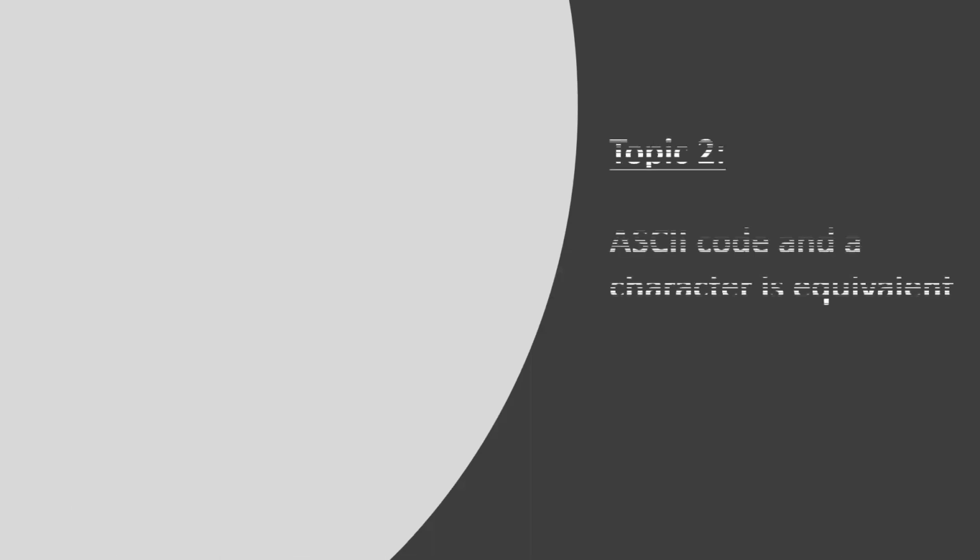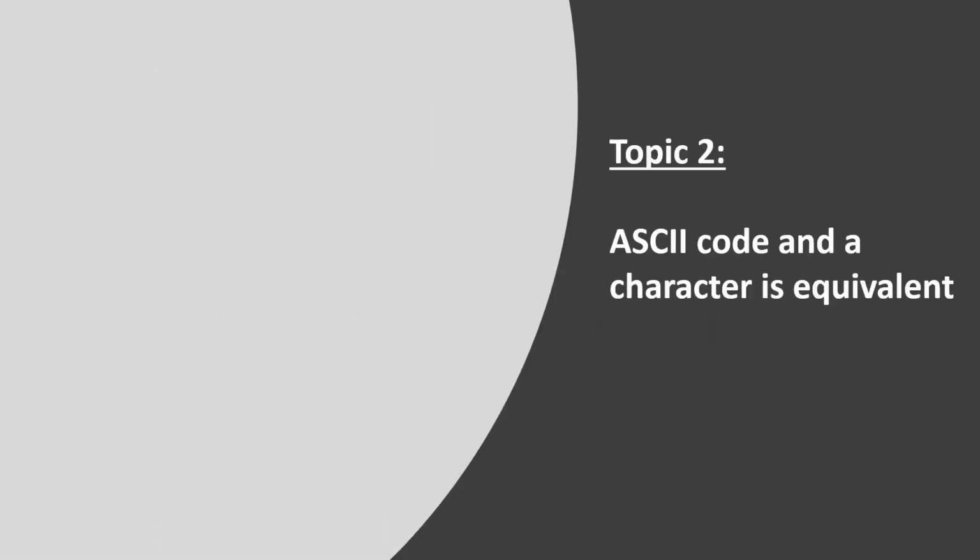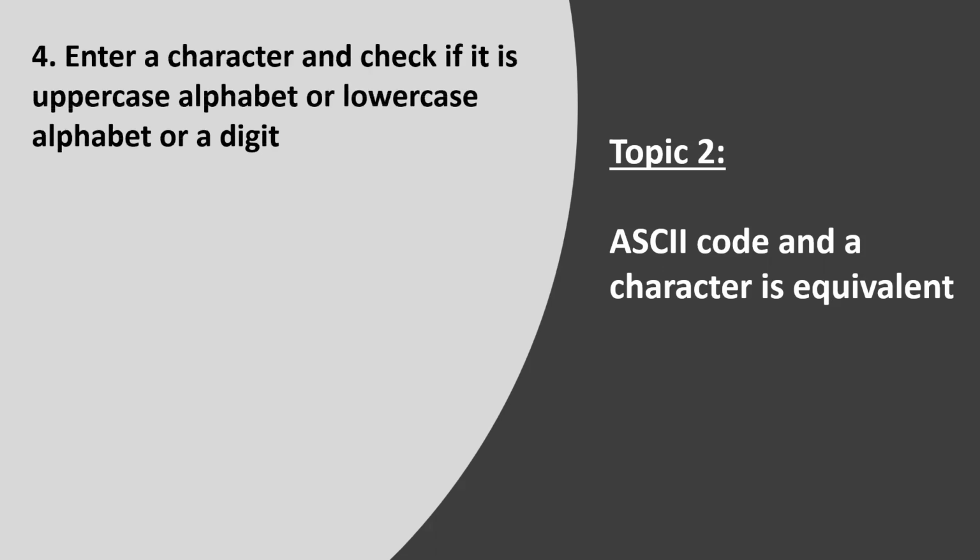If I go further to solve some of the programs, here it is mentioned, what is ASCII code? ASCII code means American Standard Code for Information Interchange. That is being termed as ASCII code. Whenever you are mentioning a character and an ASCII code, actually both are the same. I will prove that in this session.